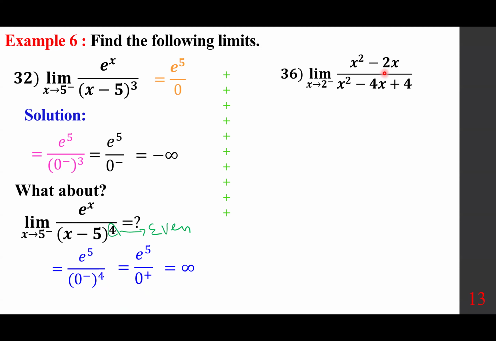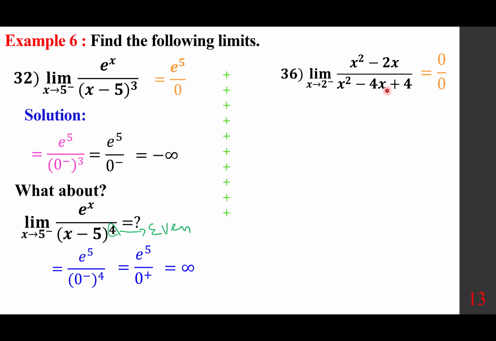The limit of x squared minus 2x over x squared minus 4x plus 4 as x approaches 2 from the left. Now, if you plug in, you get 0 over 0, everybody, which is an indeterminate form. But generally speaking, when you have a rational expression or a fractional expression, if you can, you must simplify. So that means factoring. Obviously, the top is x times x minus 2.